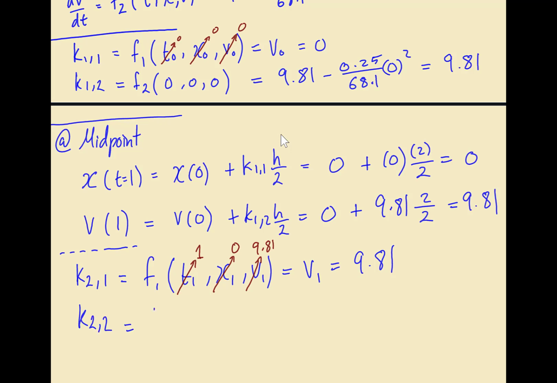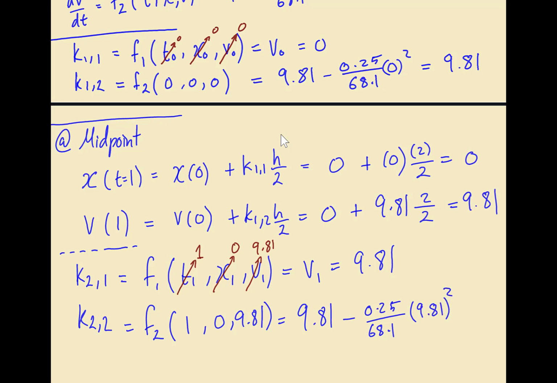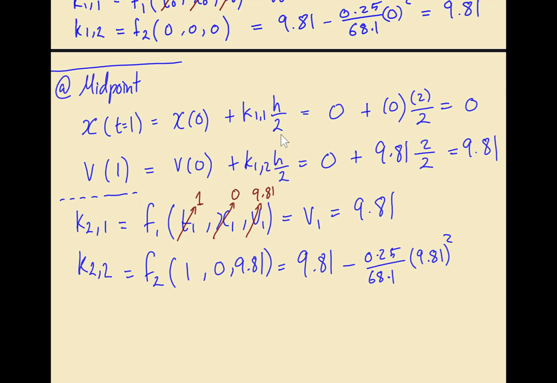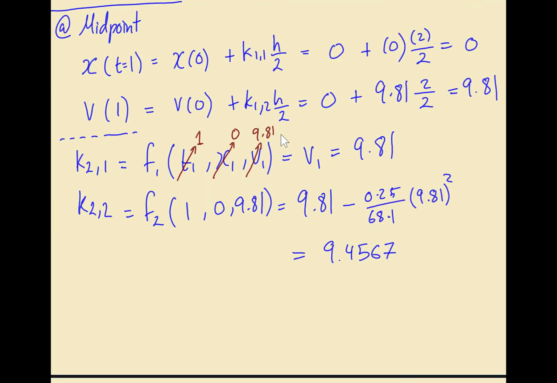K22 is going to be f2 at 1, 0, and 9.81. Again, we apply this equation up here. So 9.81 minus 0.25 divided by 68.1 times the velocity, 9.81 squared. You do the math, you get a value of 9.4567. So far, so good? All right.